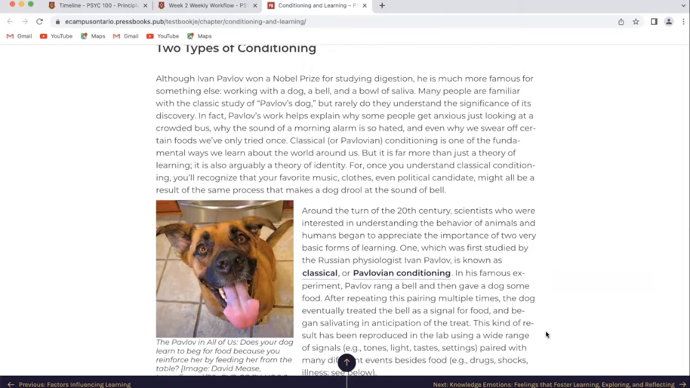Classical or Pavlovian conditioning is one of the fundamental ways to learn about the world around us, but it is far more than just a theory of learning. It is also arguably a theory of identity. For once you understand classical conditioning, you'll recognize that your favorite music, clothes, even political candidate might all be a result of the same process that makes a dog drool at the sound of a bell.